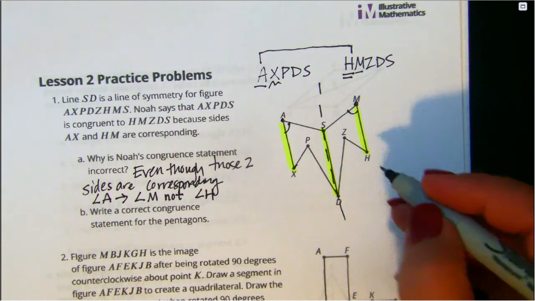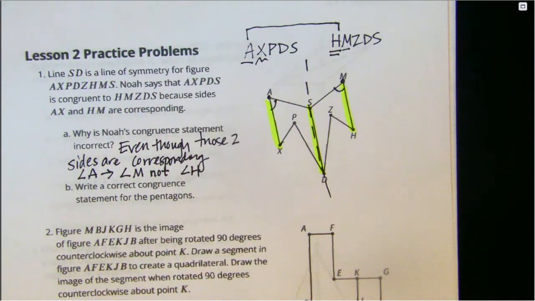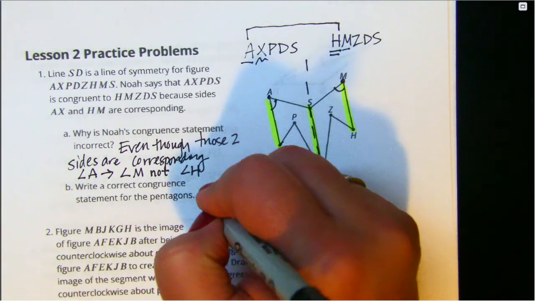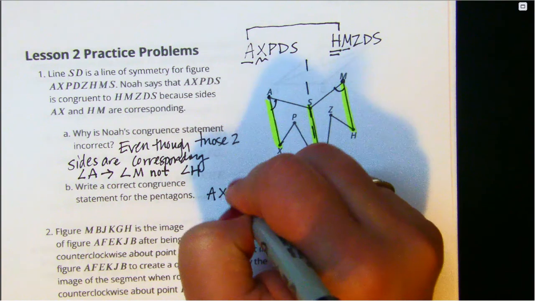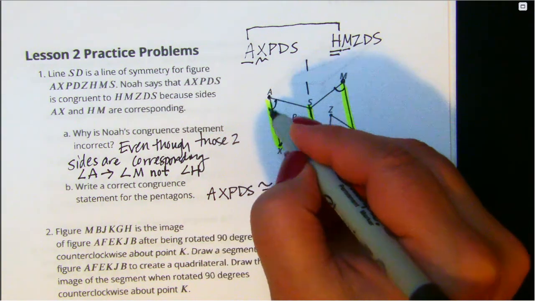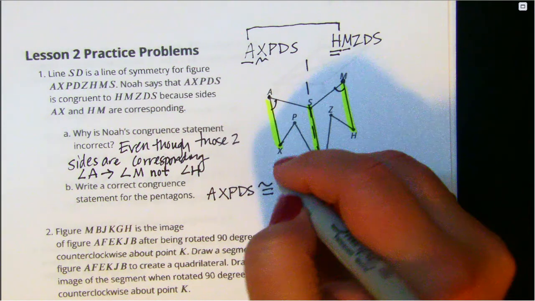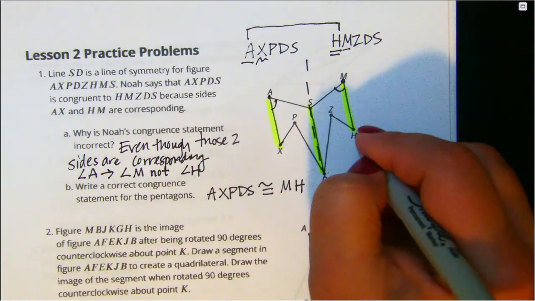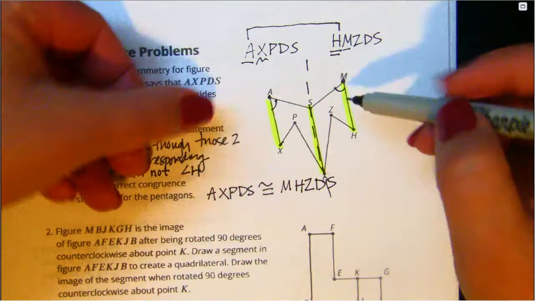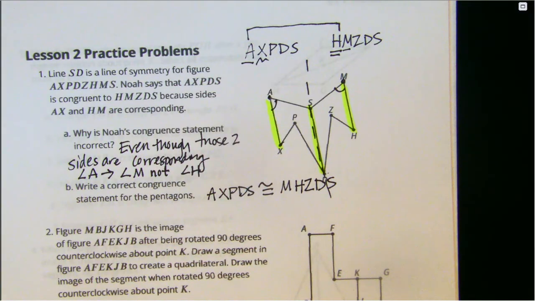Write a correct congruent statement. Now there's lots of choices here because you can say the first one however you want. So I'm going to say the first one the way he did. AXPDS is congruent to, so we started here and we went down, so I'm going to go MHZDS. Same exact order.